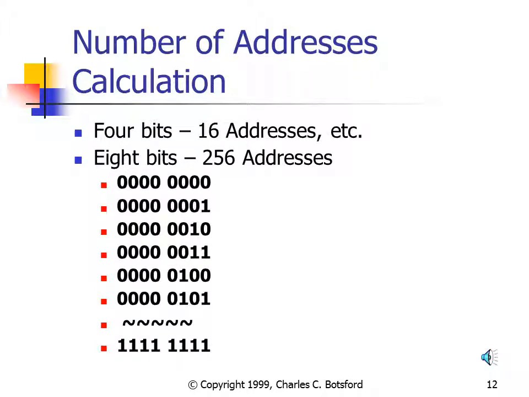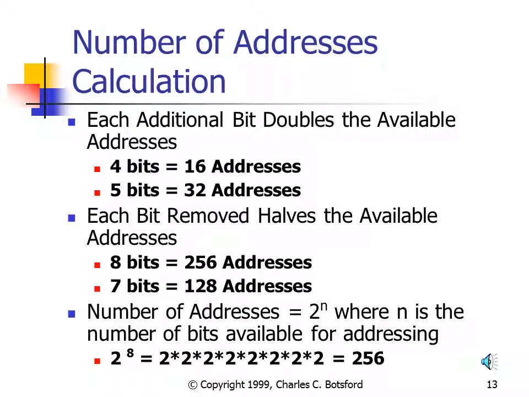With 4 bits, we get 16 addresses. With 5 bits, 32 addresses. 6 bits, 64 addresses. 7 bits, 128 addresses. And with 8 bits, a full octet, we get a possibility of 256 addresses. It's important to realize that every time we add a bit, the number of possible addresses doubles. For instance, if we had 4 bits, we would get 16 possible addresses. If we add another bit and go to 5 bits, we get to 32 possible addresses. And if we went to 6 bits, again, the number of addresses would double to 64.